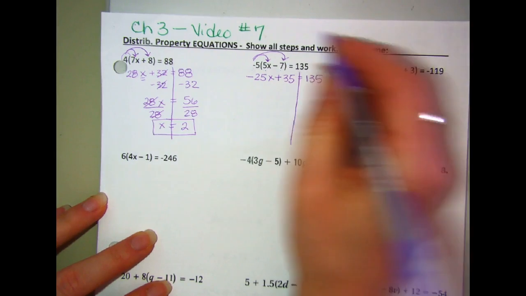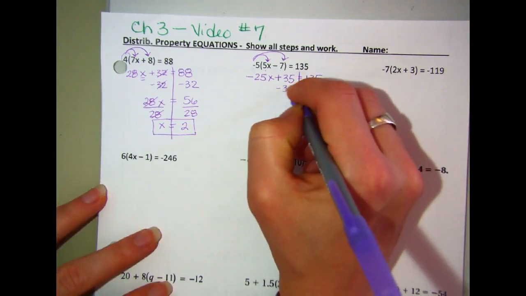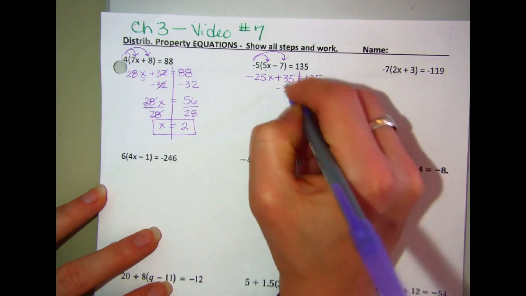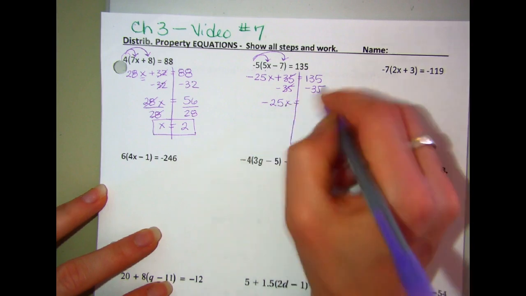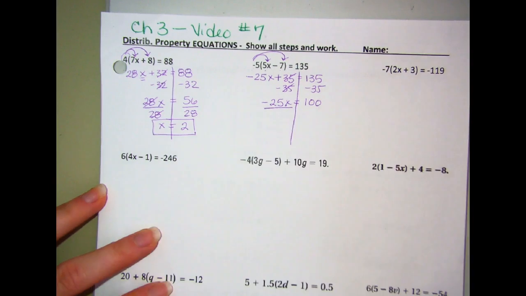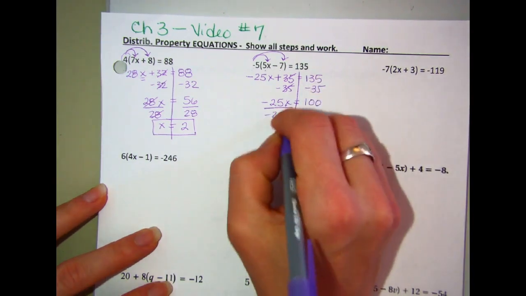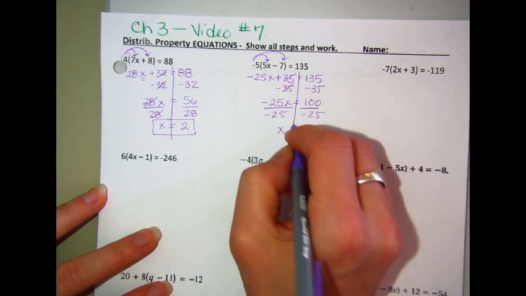Draw your line. Cancel things out. So cancel out adding and subtracting first. Minus 35 from both sides. Cross out what cancels. Bring everything down and rewrite it. And I get 100 on this side. Next step, to get x by itself, divide both sides by negative 25, and x equals negative 4.